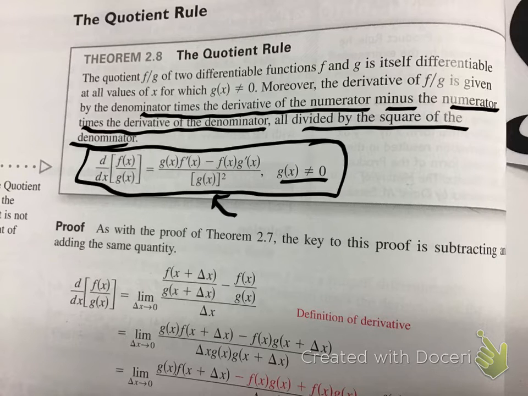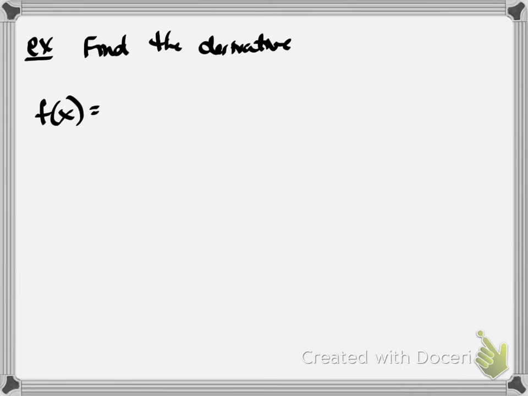So, that is just the quotient rule in all its formality. So, let's practice one. Let's find the derivative of, this is example 5, well, let's take it one step at a time. f of x equals 3 minus 1 over x plus 5.